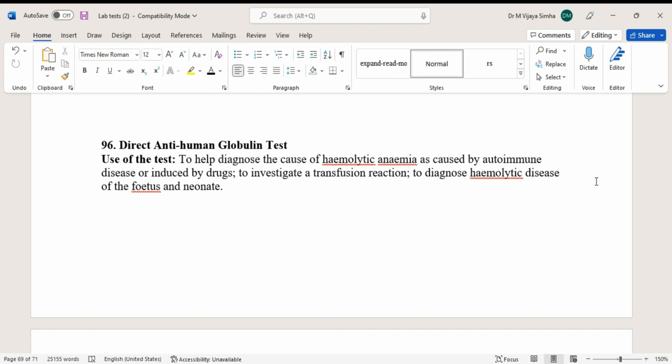To help diagnose the cause of hemolytic anemia as caused by autoimmune disease or induced by drugs, to investigate a transfusion reaction, to diagnose hemolytic disease of fetus and neonate.